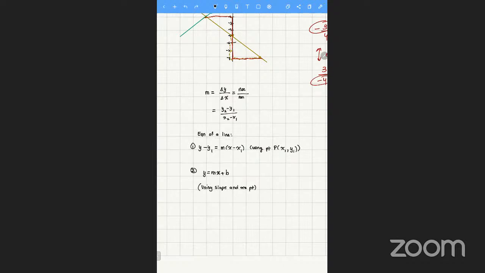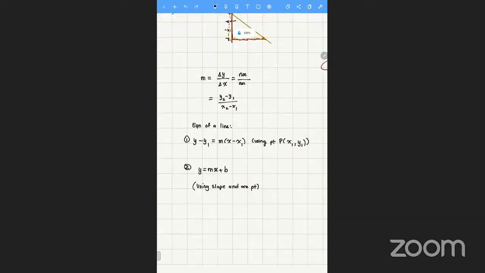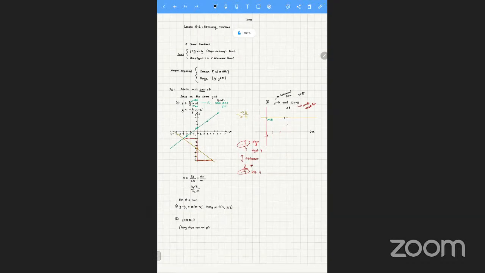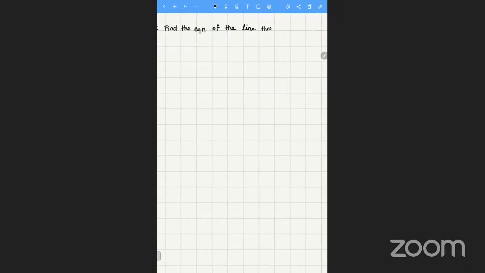So now I'm going to give you this problem. Problem 2. Find the equation of a line through the points (2, 3) and (-5, 10) in both standard and slope-intercept forms.